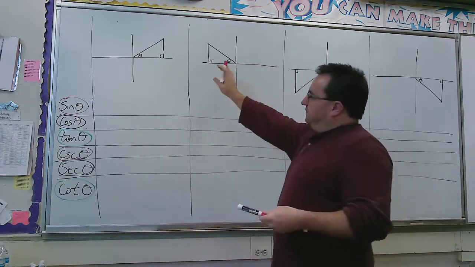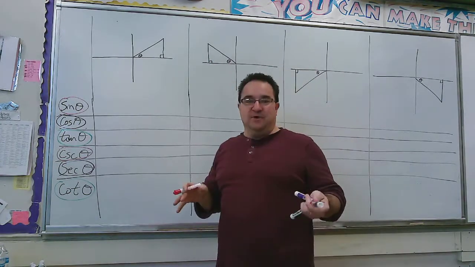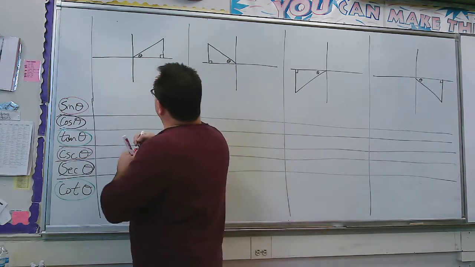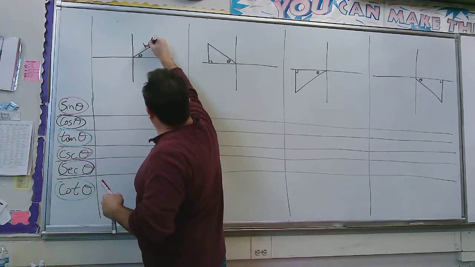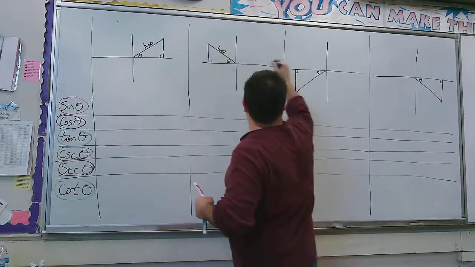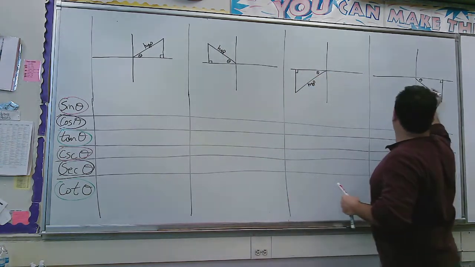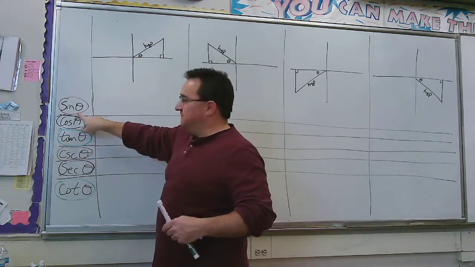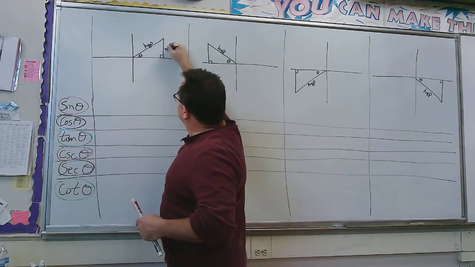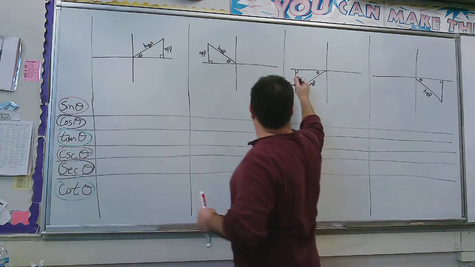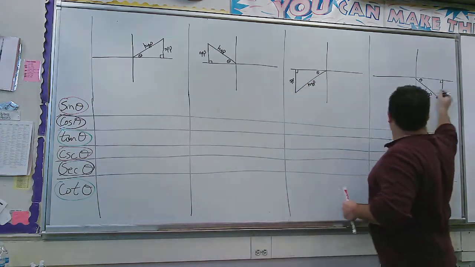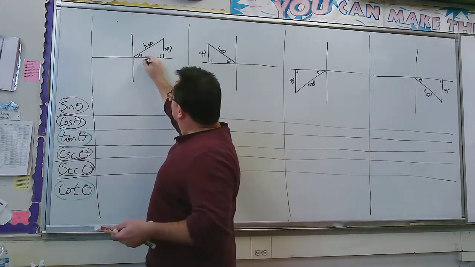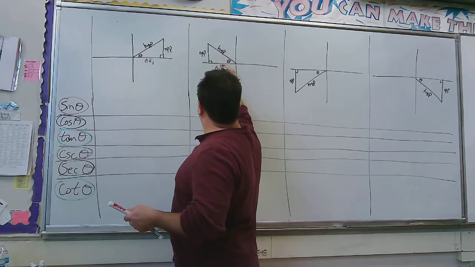All right, so for each of these triangles, let's name the sides: opposite, hypotenuse, and adjacent. So in this one, this is the hypotenuse, hypotenuse, hypotenuse, hypotenuse. The opposite side is opposite from theta, so this would be opposite here, here, here, and here. And just by process of elimination, this must be the adjacent.